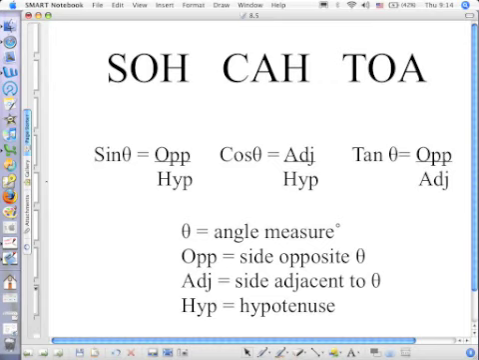The S in SOH represents the sine function. The C in CAH is the cosine function. And the T in TOA is our tangent function.